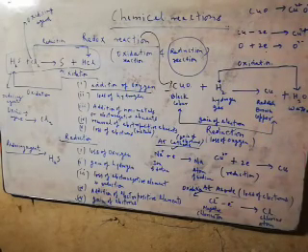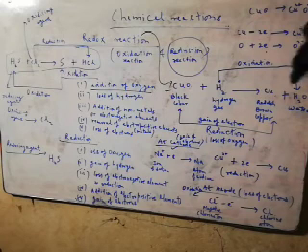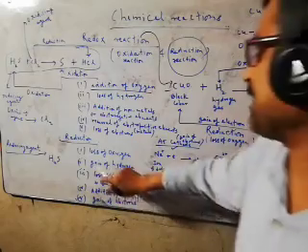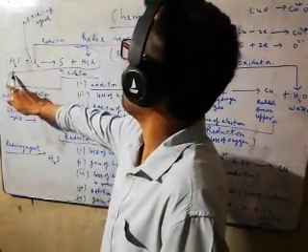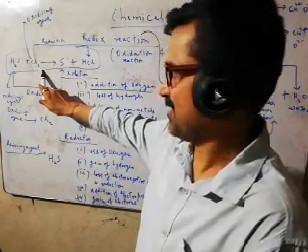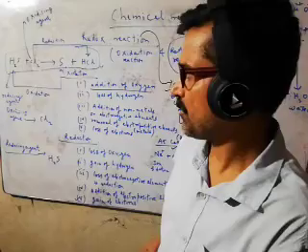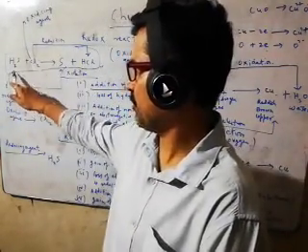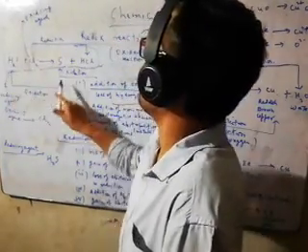The second point to understand is that loss of hydrogen is also oxidation. Then gain of hydrogen will be reduction. So here you can see how there is loss of hydrogen in this reaction. Hydrogen sulfide is reacting with chlorine gas. We are getting sulfur and hydrogen chloride, so hydrochloric acid we are getting. In H2S, hydrogen is lost. So loss of hydrogen is oxidation. So H2S is oxidized to sulfur.